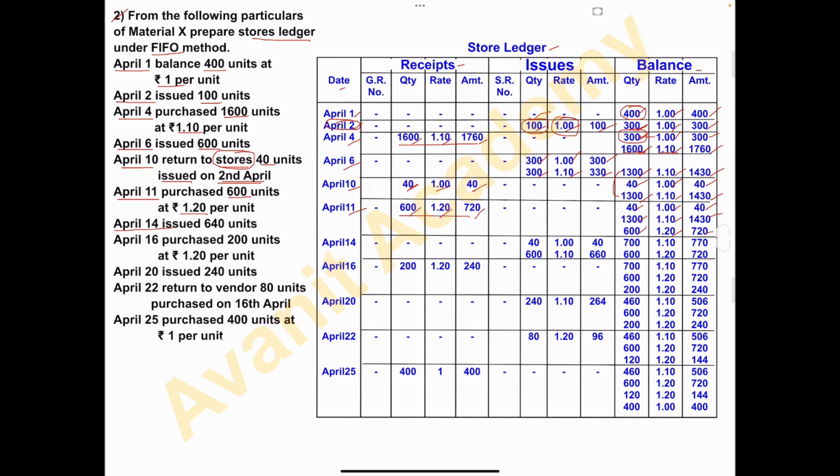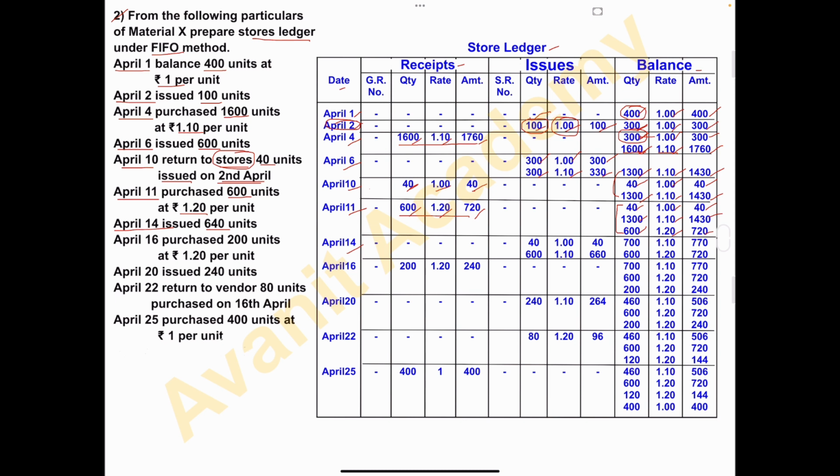April 14th, issued 640 units. See the solution. April 14th, receipts column nil. So total how many units do we have to issue? 640. Before issuing the goods, see the balance. What do we have? We have 40 units, next 1300 and 600. Three different types of stock, three different rates. So total how many units do we have to issue? 640. So what will we do?